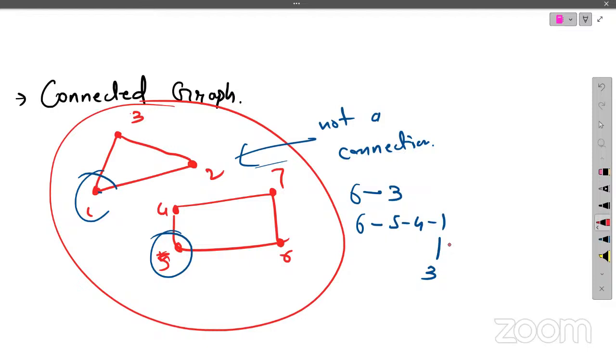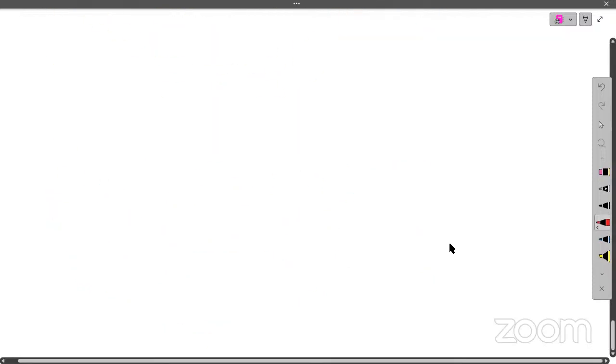Now there are also two types of graph, directed graph and undirected graph. So this is the undirected graph situation. Let's understand what directed graphs are. Yeah, first understand what undirected graphs are.